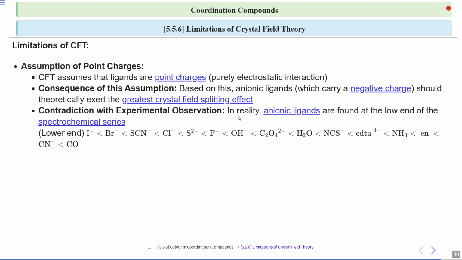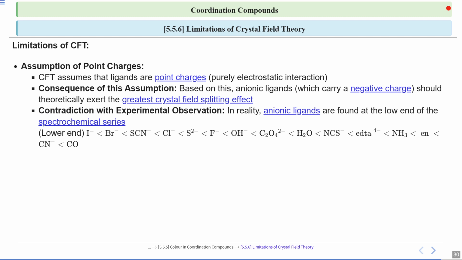Contradiction with the experimental observation. So it is also contradicting the experimental observations, that in reality anionic ligands are found at the low end of the spectrochemical series. If you see the spectrochemical series, at the very starting end of the increasing series, the iodide ion, bromide ion, SCN negative, Cl negative, S2 negative, F negative, OH negative, C2O4 2 negative. So every anionic ligand is found at the low end of the spectrochemical series, which is contradictory to the assumption made by the CFT.